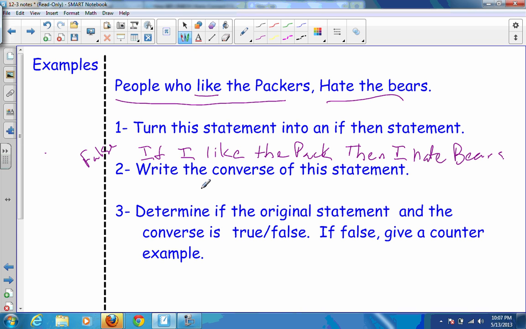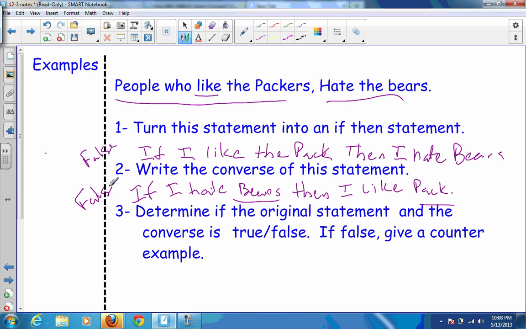Now, the converse of that statement is, if I hate the Bears, then I like the Packers. Is that true or false? Well, what if I'm a Vikings fan? If I'm a Vikings fan, I hate both the Bears and the Packers, right? So this is also false because I can provide a counter example saying, I'm a Vikings fan, so I don't like either one of these teams. Those would be my counter examples.